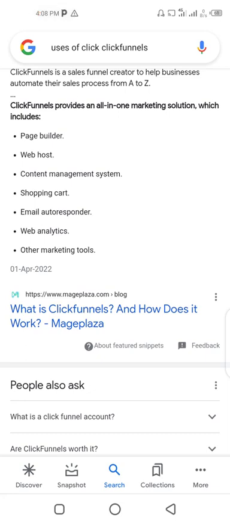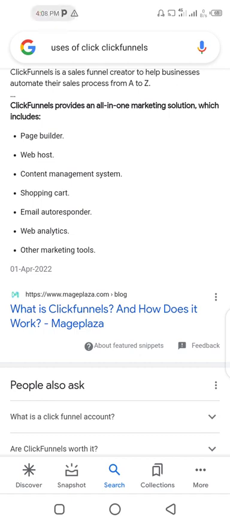Today's topic of discussion is about the use of ClickFunnels. What is ClickFunnels and how can we use ClickFunnels? ClickFunnels is a sales funnel created to help businesses automate their sales process from A to Z.